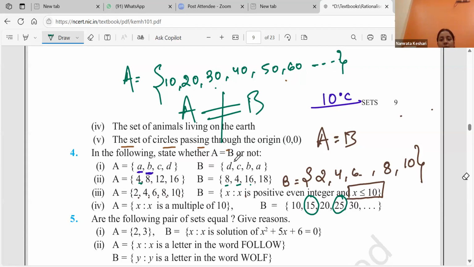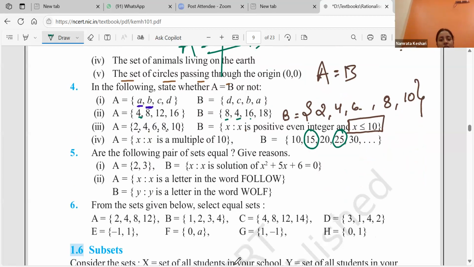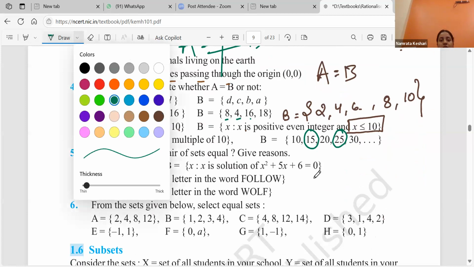Now sometimes our question will also be given in this manner. In class 10 you have done the complete chapter on quadratic equations. Now your set may look like this: the set of all x which is the solution of this equation.